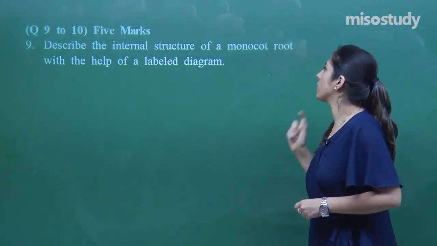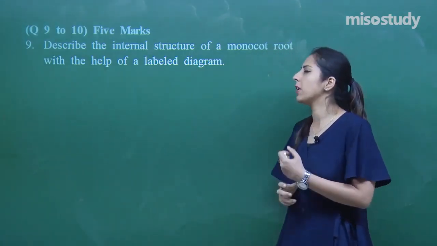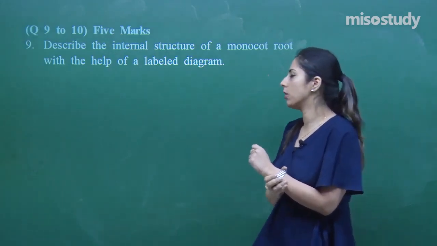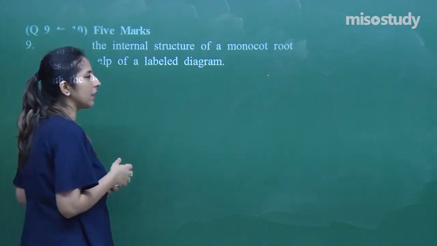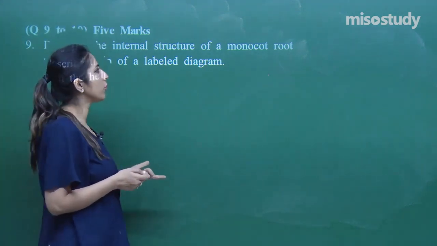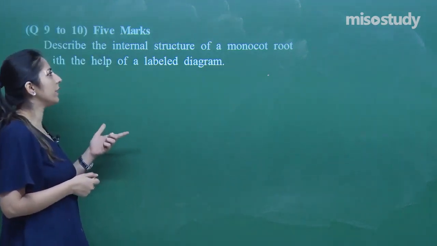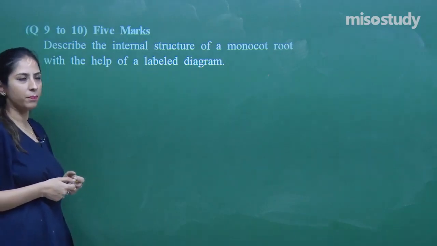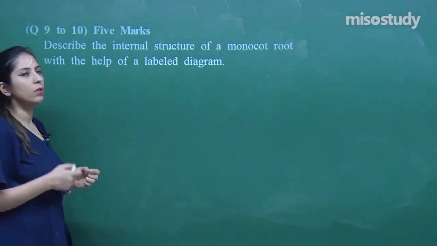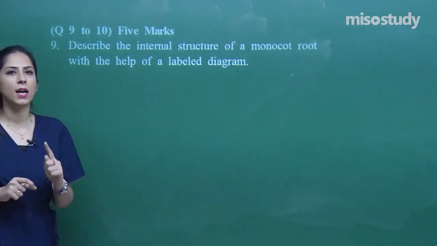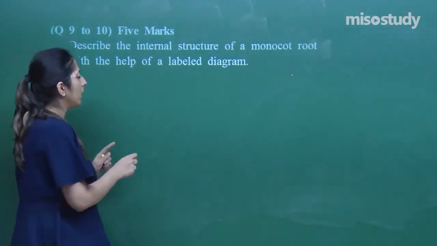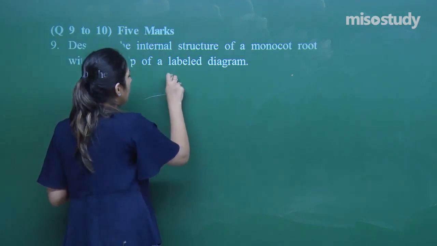Describe the internal structure of a monocot root with the help of labeled diagram. Very good question. Very direct as well. We have discussed the same in detail, but when such type of question comes, you have to first of all explain regarding the monocot root and also draw a well labeled neat diagram with the help of pencil.